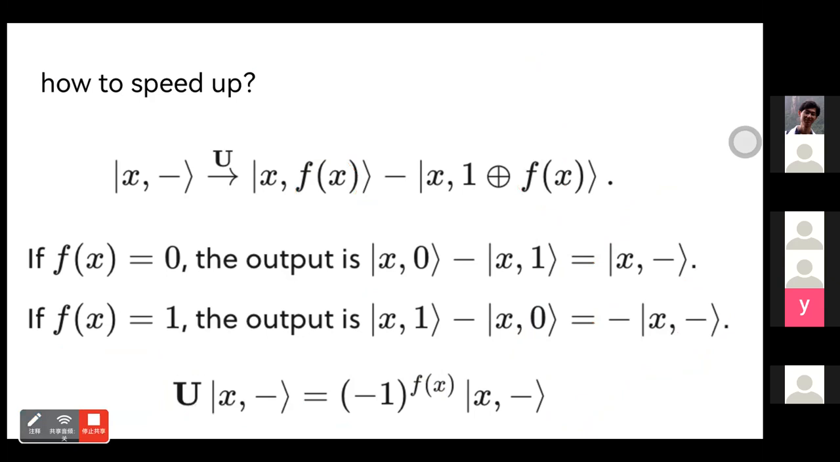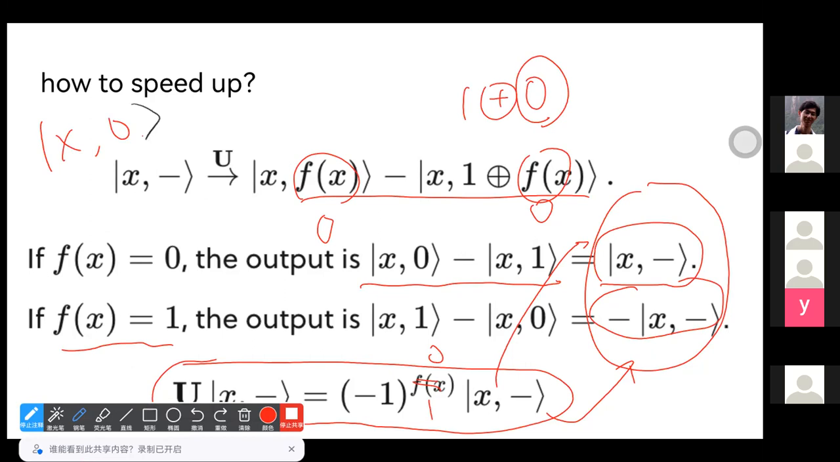If we input not x0, remember we have tried x0 and it can't work. We also tried x1, it doesn't work. And x plus also can't work. But now x minus, it can work.